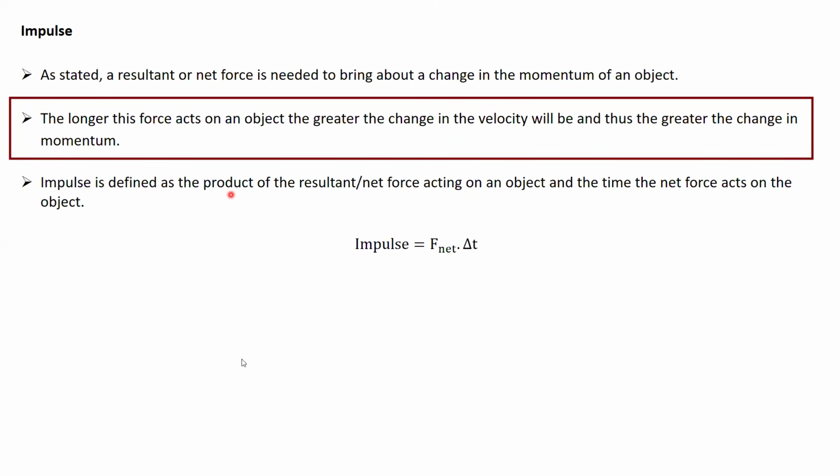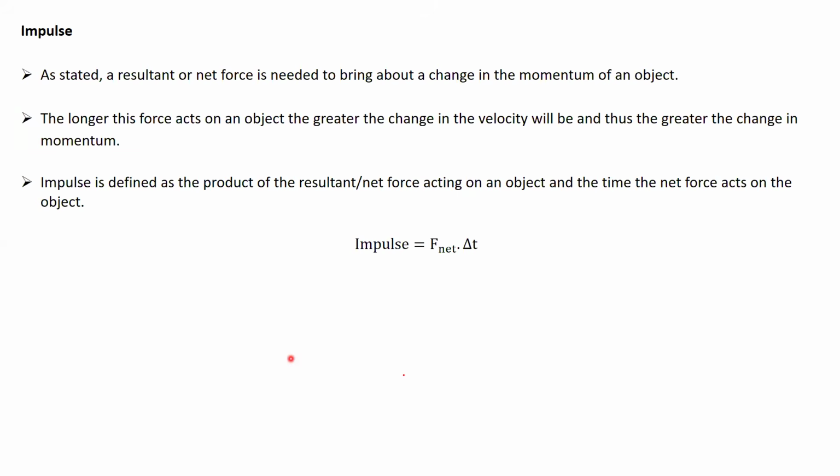Fine. Then now we can define what impulse is. So there's a concept of time, there's a concept of net force. And whenever the net force acts for a longer period, there's going to be a greater change in the velocity and similarly a greater change in the momentum. So how do we define impulse? What does this whole concept of net force and time have to do with impulse?